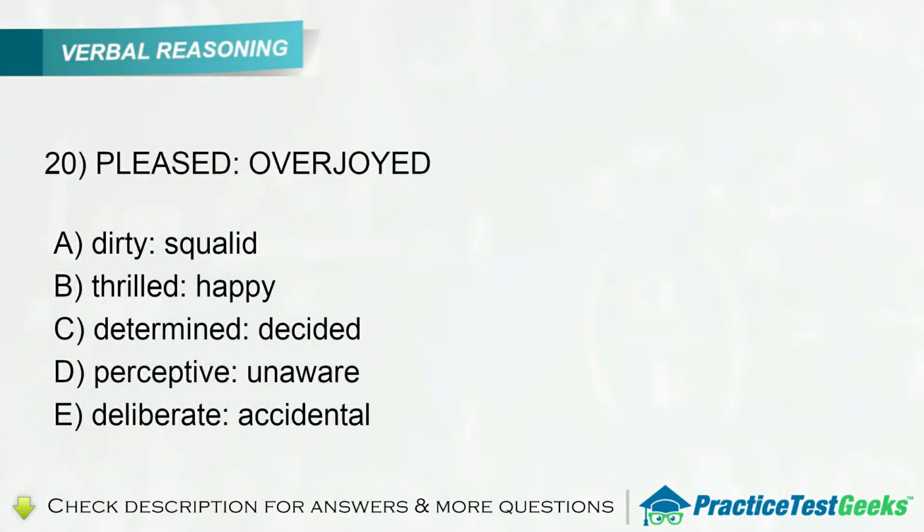Question 20. Pleased, is to overjoyed. A. Dirty, is to squalid. B. Thrilled, is to happy. C. Determined, is to decided. D. Perceptive, is to unaware. E. Deliberate, is to accidental.